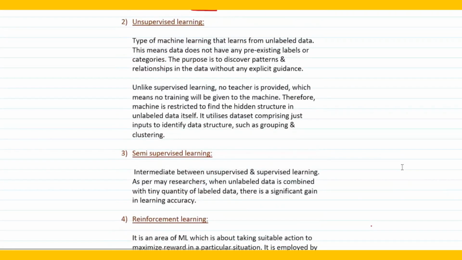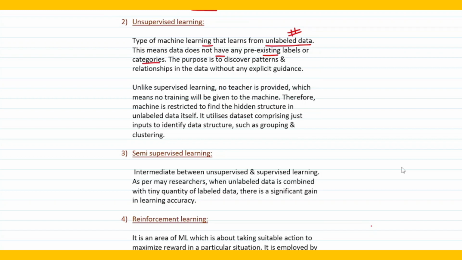The second one is what we call unsupervised learning. It is a type of machine learning that learns from unlabeled data. In supervised learning, you learn from labeled data; in unsupervised learning, you learn from unlabeled data. This means it does not have any pre-existing labels or categories. So obviously you won't have any labels in it, or any categories as such. The key point is that all the learning is done through unlabeled data that does not have any pre-existing labels or categories.